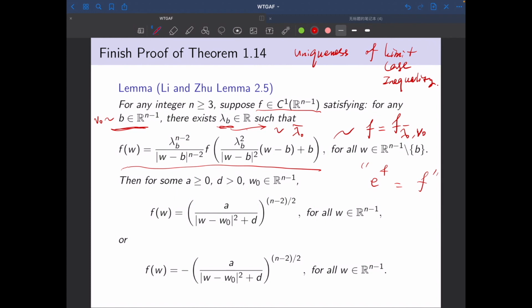So it is exactly like this, and then you know exactly what the formula of f has to be. It's either positive or negative. And this finishes the proof of uniqueness.